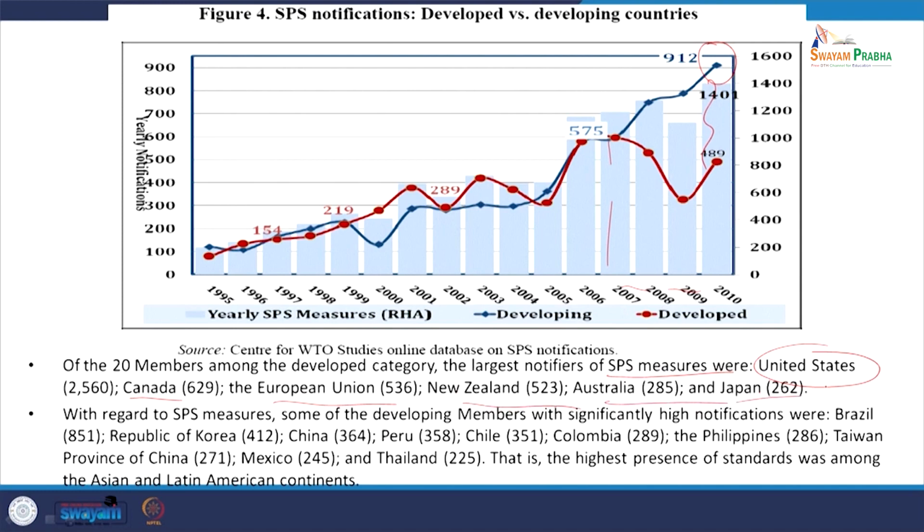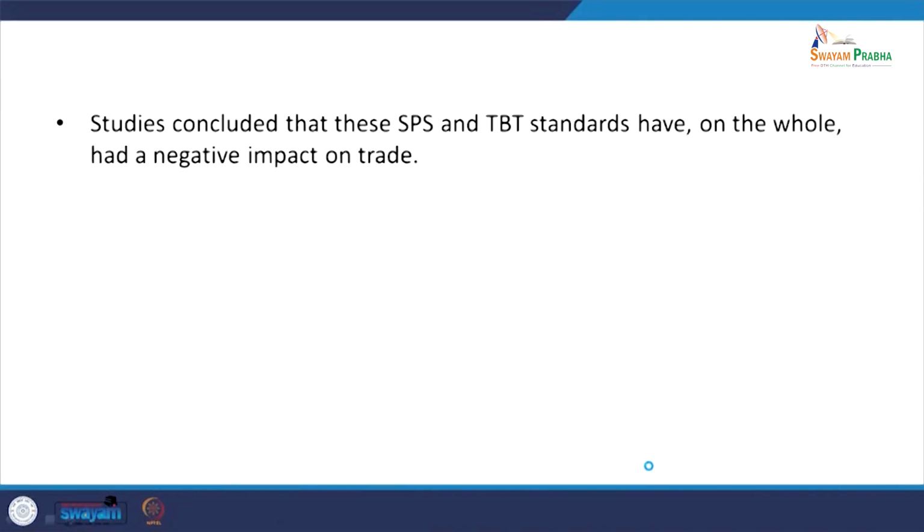With regard to SPS measures, some of the developing members with significantly high notifications were Brazil, Republic of Korea, China and Peru. Brazil has 185 notifications, followed by the Republic of Korea with half of that. Then Taiwan, Province of China, then Mexico, Thailand, etc. The highest presence of standards was among the Asian and Latin American countries, as we have already discussed.